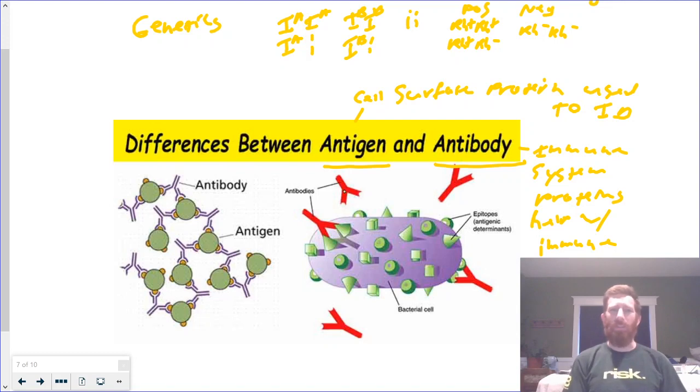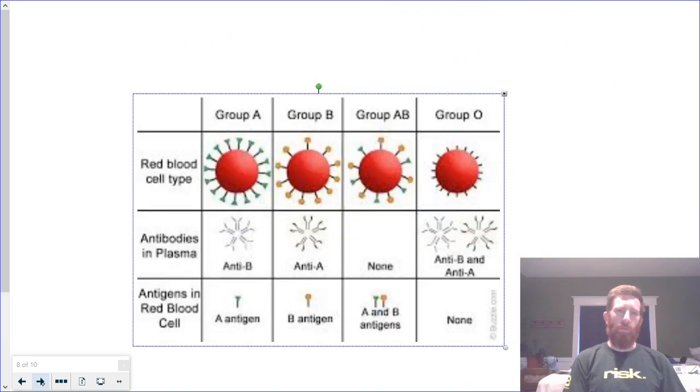Shape determines function. The antibody has to be the right shape to attach to the shape of the antigen, the cell surface protein. All right, now how does this play into red blood cells? So red blood cells have antigens on their cell surface. So if you are type A, then you have type A antigens and you have anti-B antibodies.